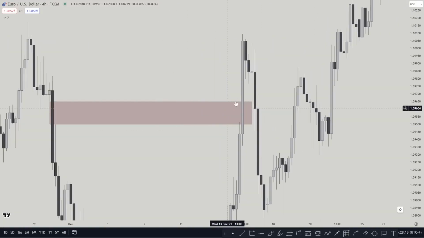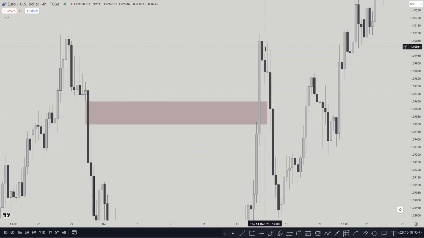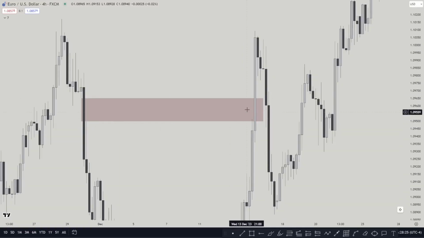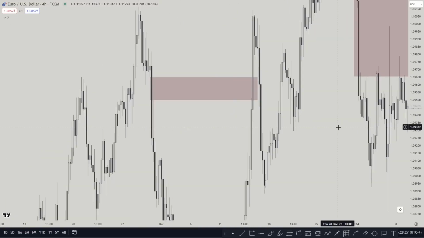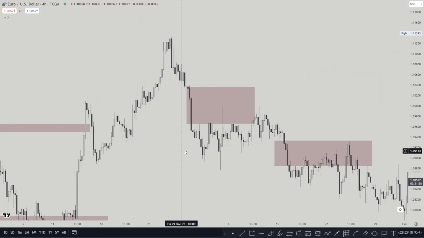Simply, it was not respected here. Exactly, we broke above it and we came lower. If we had a confirmation, it's going to be a losing trade. If there is no confirmation, then it's not going to be a trade. Now again, the same thing applies to this daily fair value gap.